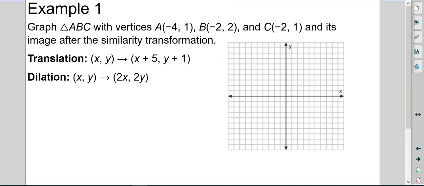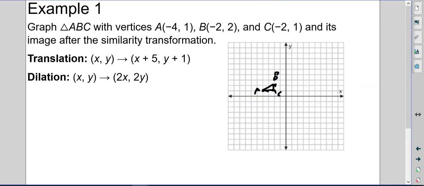All right, now we're going to kind of tie it all together. So first we're going to plot A, B, C. So A is negative 4, 1. So 1, 2, 3, 4 to the left, 1 up. B is negative 2, 2: left 2, up 2. And C is negative 2, 1. So we have this tiny little triangle here, A, B, C.